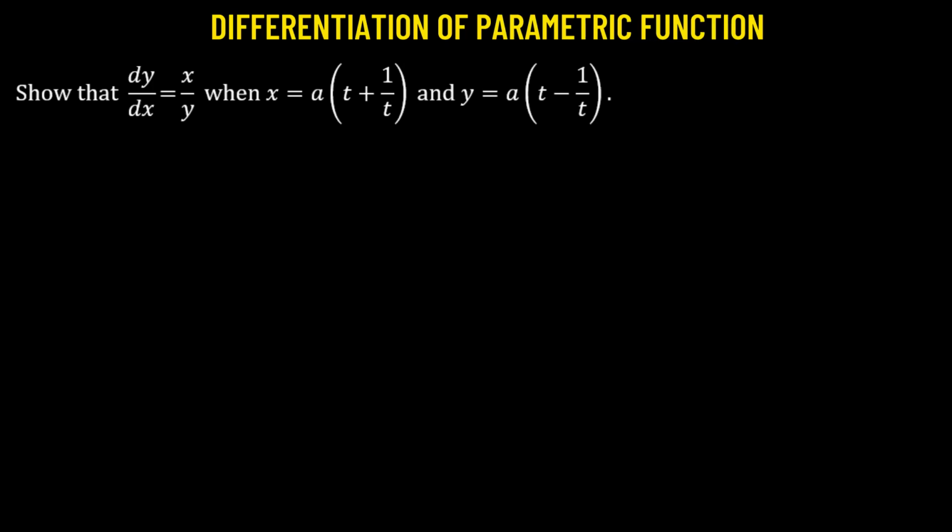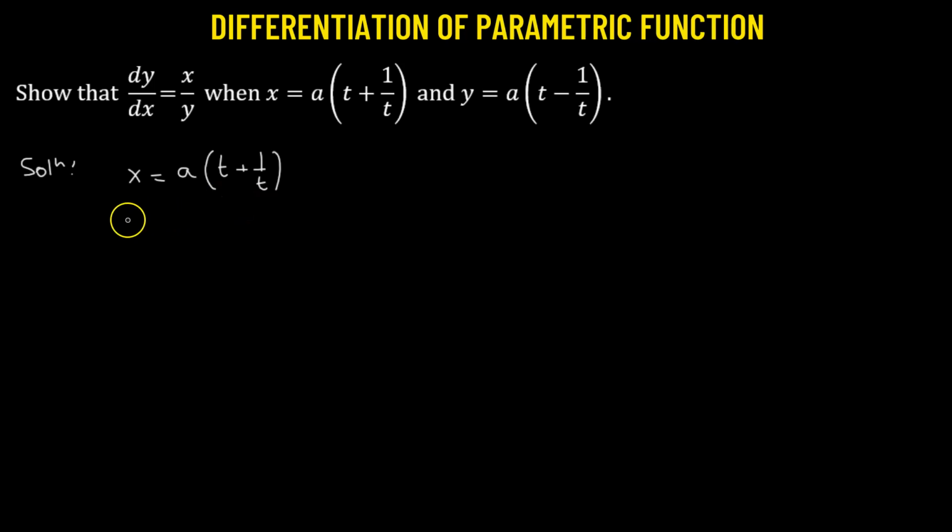We need to show that the derivative of y with respect to x is given by x over y, whenever x and y are given in parametric form. That means both of them depend on the parameter t. So let's begin with our function x. Here we have x equals a multiplied by t plus 1 over t.